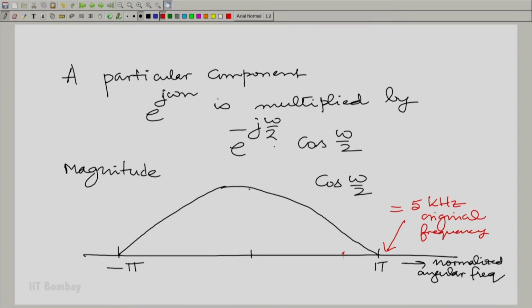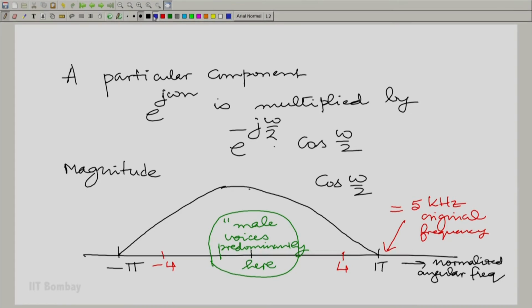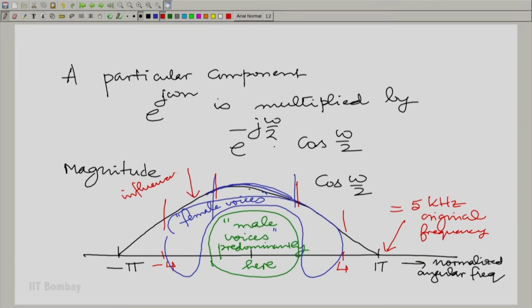So, 4 kilohertz is 4 by 5th the way there, and we agreed that notionally the male voices would be in this part of the spectrum and the female voices, which I will show in blue, would be predominantly in this part of the spectrum. So, what is this system doing? If you look at it in this part of the spectrum, the magnitude is higher. This is the part of the magnitude that influences the male voices, and this is the part of the magnitude that influences the female voices.